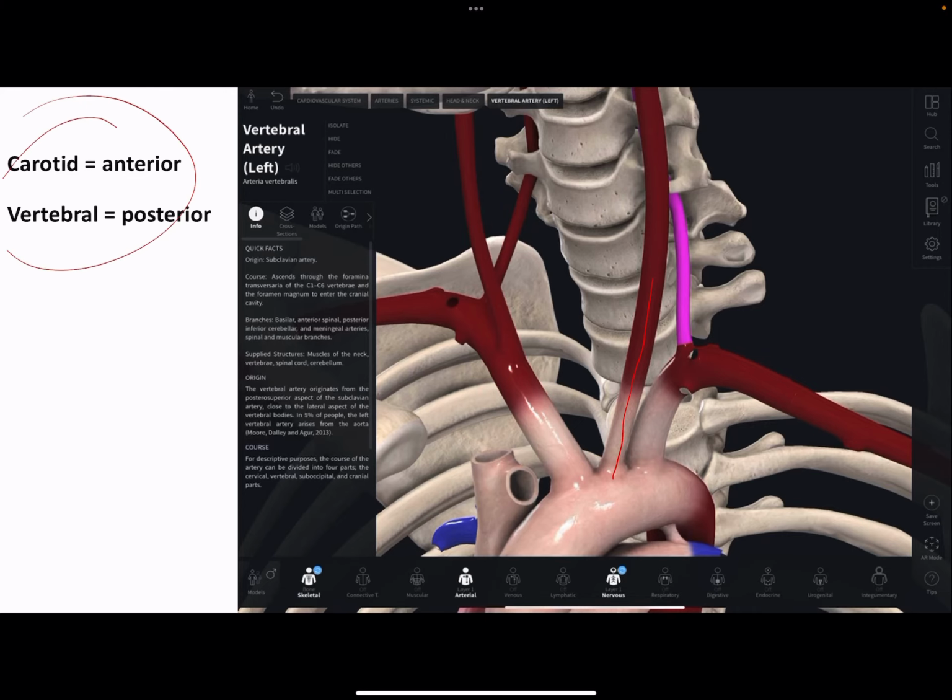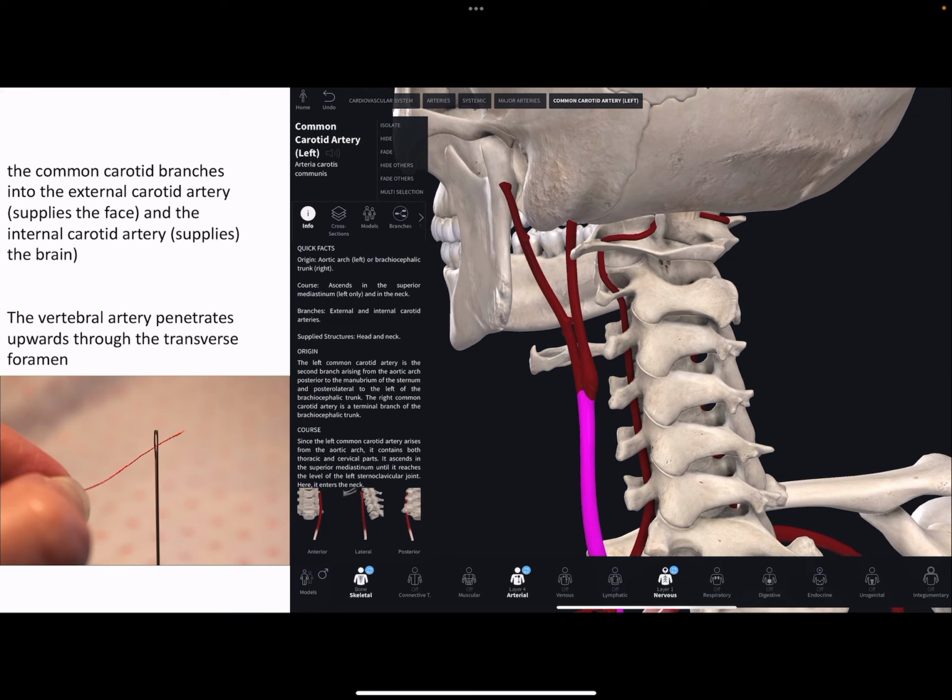Main takeaway is this. The common carotids are going to branch to form the external carotid artery, which is going to supply the face, and the internal carotid, which is the one important for our purposes, to supply the brain. And then the vertebral arteries in the posterior aspect, and here on the medial side that we're looking at, it's going to penetrate through the transverse foramen of these cervical vertebrae. So let's watch another fun little movie. I thought of it as threading the needle when you're trying to get through these tiny little foramen.